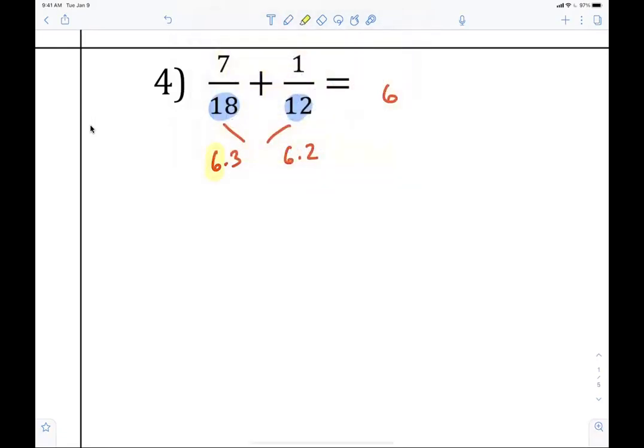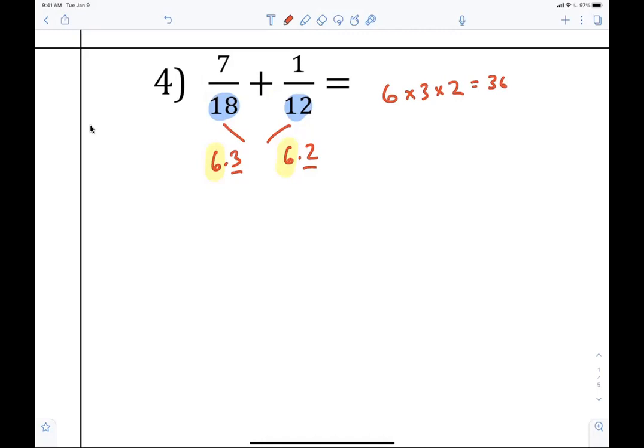So now we know 6 is common. So what's left behind? Times 3 times 2. And 6 times 3 times 2 is obviously what? 36. Now, some of you are like, well, I already knew it was 36. Do I have to do that? No, you don't. I'm just showing you if you didn't know it was 36, that's how you could figure out it was 36.